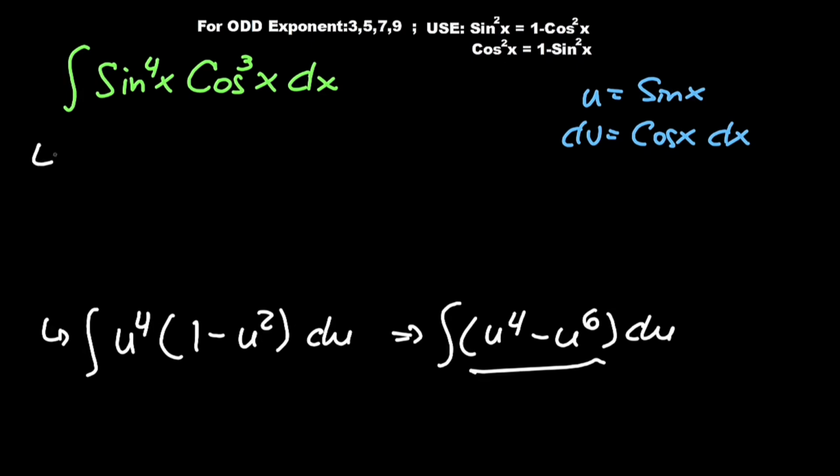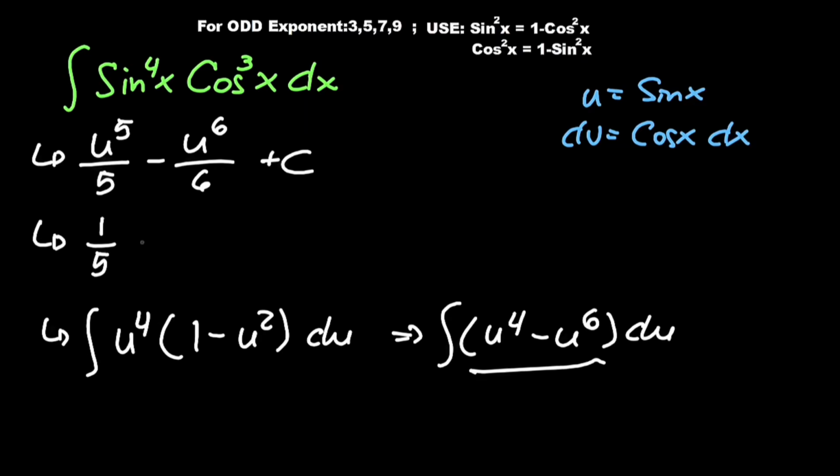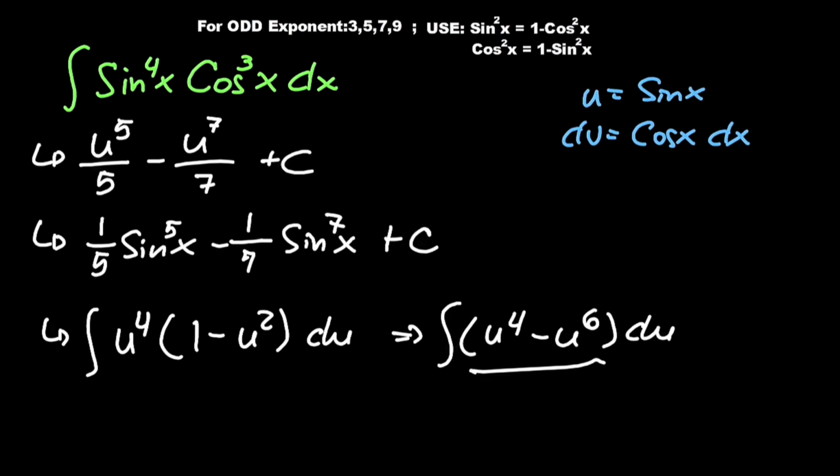Integrating this expression, we would have u to the power of 5 over 5 minus u to the power of 6 over 6 plus c. The final answer would be 1/5 sine to the power of 5 of x minus 1. This should be u to the power of 7 over 7. 1 over 7 multiplied by sine to the power of 7 of x plus c.